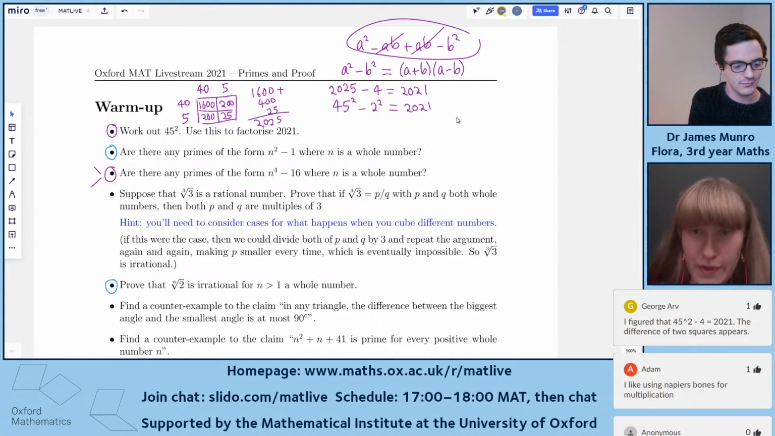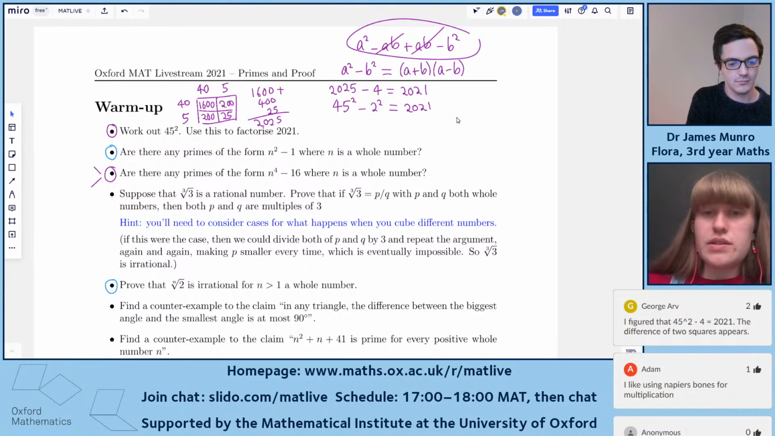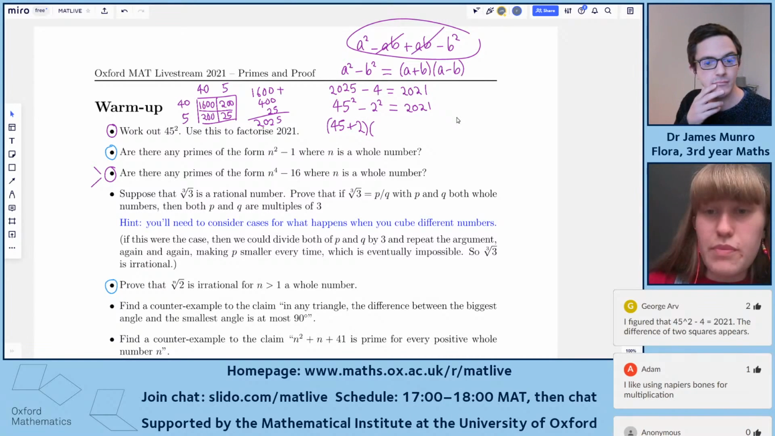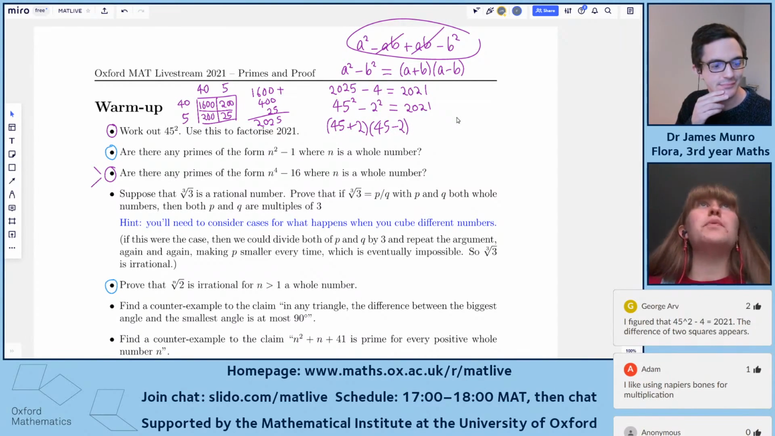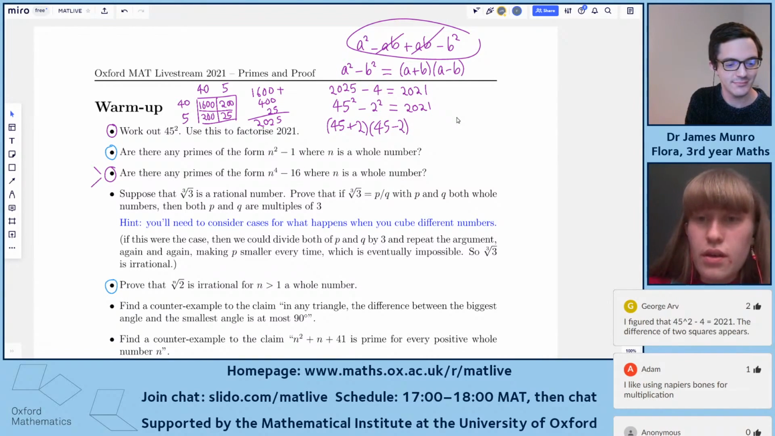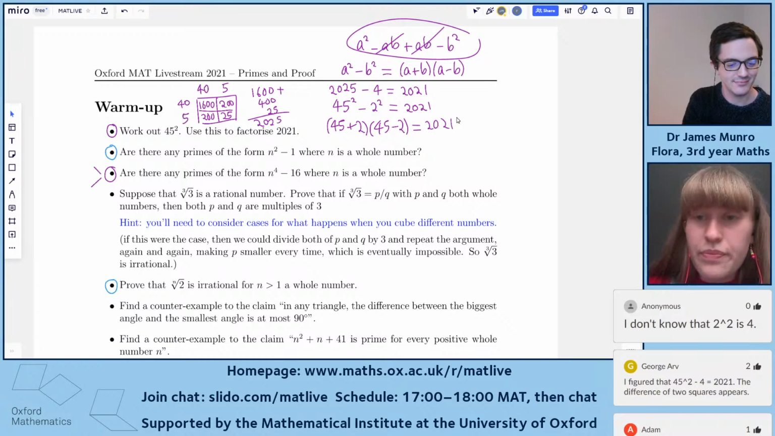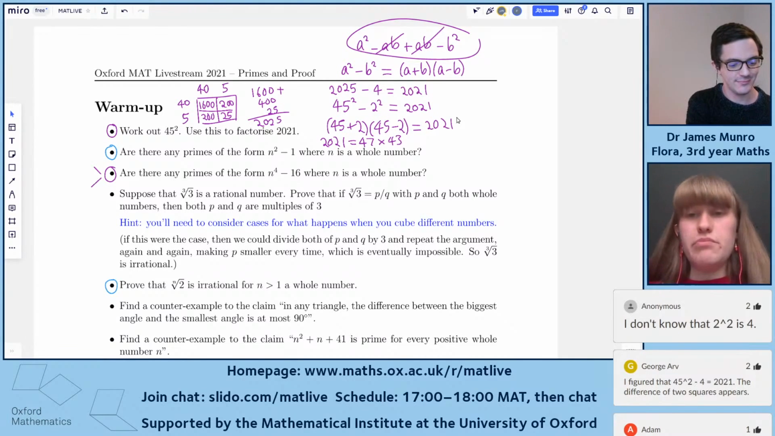And now, well done to anyone who spotted what I'm going to do next, because if you think about what I wrote above, here we have a is 45, b is 2, so we can actually write it as 45 plus 2 times 45 minus 2. It doesn't matter whatever numbers you put in, it will still work. Equals 2021. And so then we can obviously just write 2021 equals 47 times 43, and we have factored 2021. Nice little aside is that 43 and 47 are prime numbers, so we have actually done a prime factorisation of 2021.